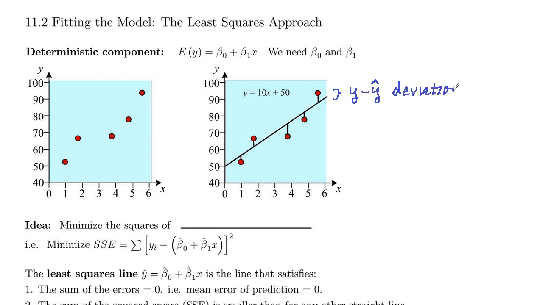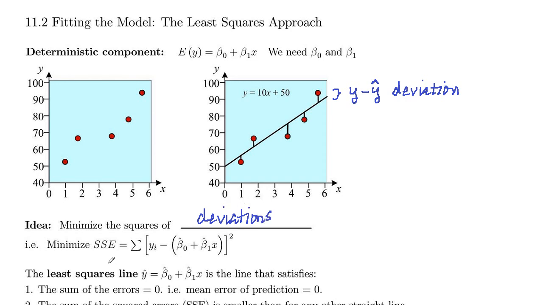And then what we want to do is we're going to square all of the deviations, because some are positive if the point's above the line and others are negative. And if you don't square the deviations, then you just get canceling. So we square all the deviations to make them positive, and then we're going to minimize the squares of those deviations. And we actually do that using calculus.